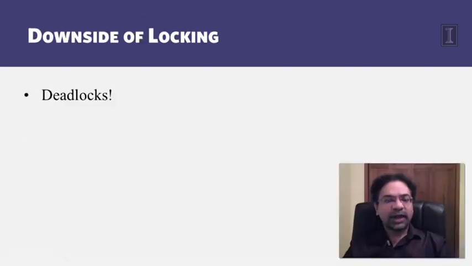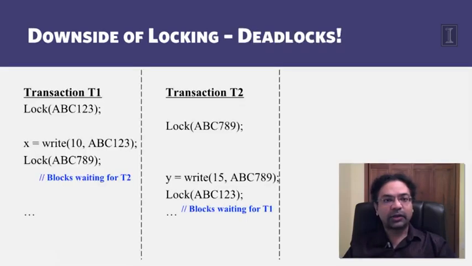So one of the downsides of locking is deadlocks, and so here's an example of a deadlock. Here are two transactions, T1 and T2. They are trying to do similar things but in slightly different order. T1 is locking the object ABC123, and then it's writing to it, and then it tries to lock object ABC789. T2 on the other hand locks these objects in a different order. It locks ABC789 first, and then it tries to lock ABC123. And this is the interleaving of these two transactions.